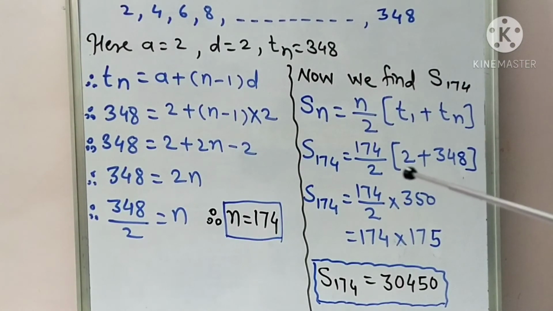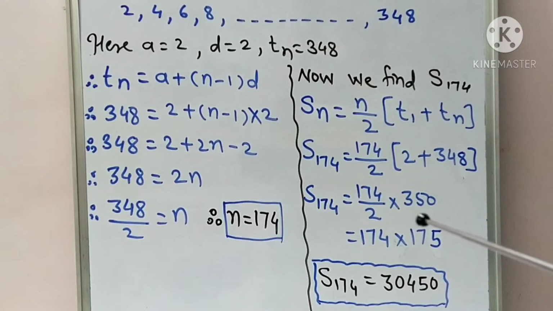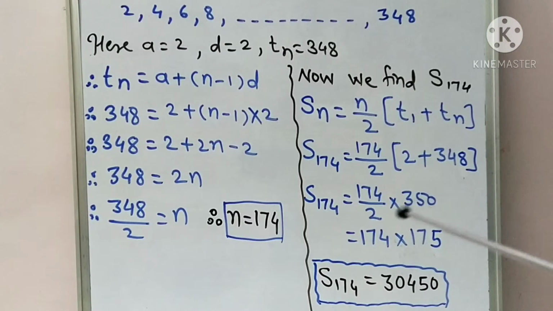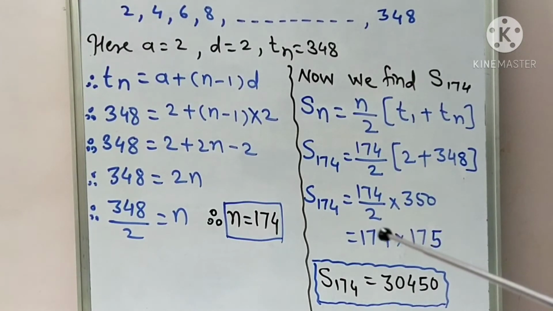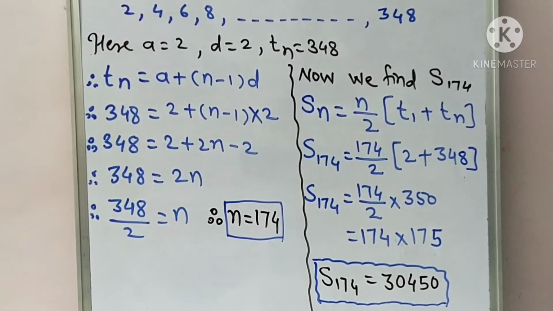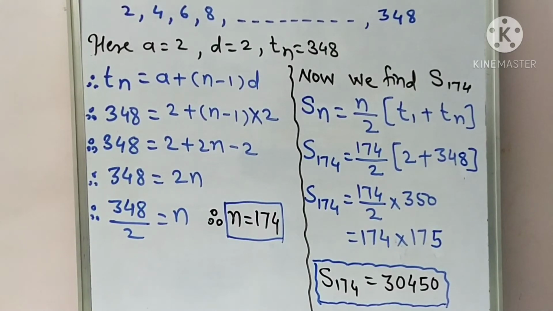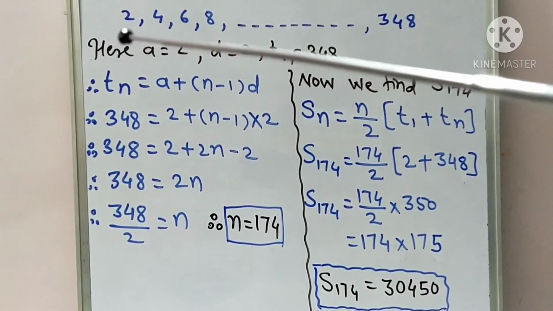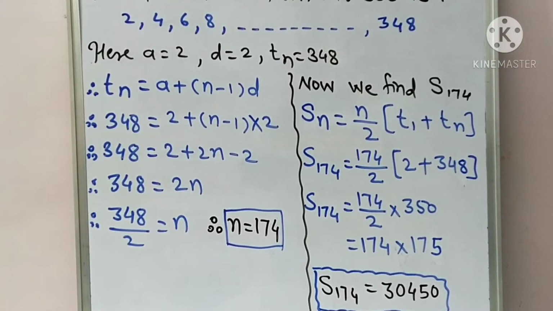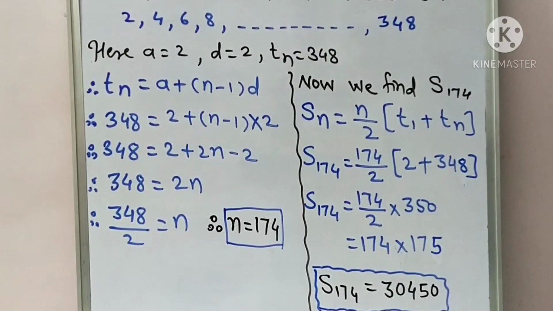As we simplify it, the addition we get is 350 into 174 upon 2. So here we divide 350 by 2, so we have to find the product of 174 into 175, and that product is 30,450. Means the sum of the numbers in this list is 30,450. So this is an example that could be asked for 2 marks in the exam. Okay students.